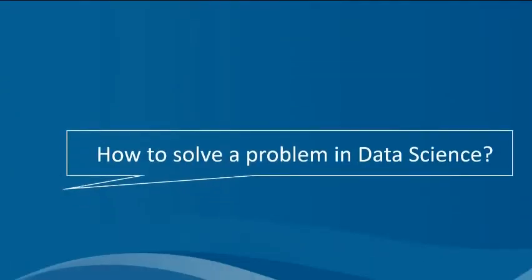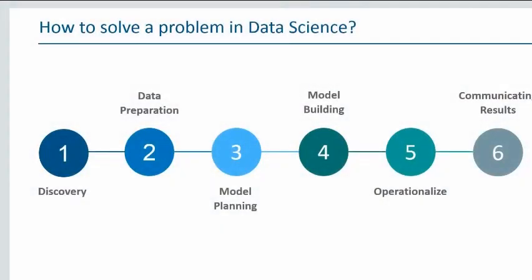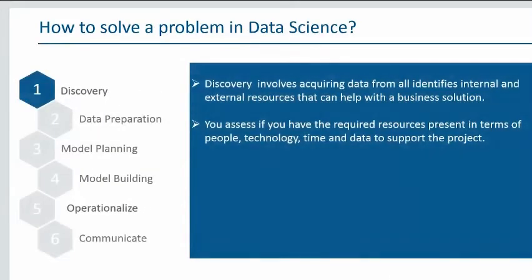So how do you solve a problem in data science? Before that, let's know about the life cycle of solving a problem in data science. It starts with discovery, then data preparation, model planning, building a model, operationalizing, and then finally communicating the results. So your phase 1 is discovery.